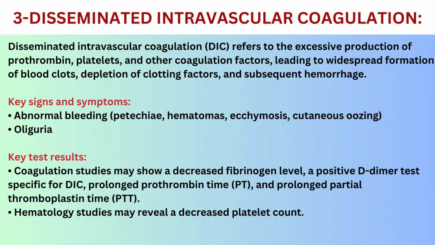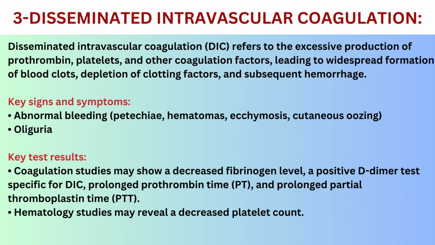The third disorder is disseminated intravascular coagulation. Disseminated intravascular coagulation, or DIC, refers to the excessive production of prothrombin, platelets, and other coagulation factors, leading to widespread formation of blood clots, depletions of clotting factors, and subsequent hemorrhage.